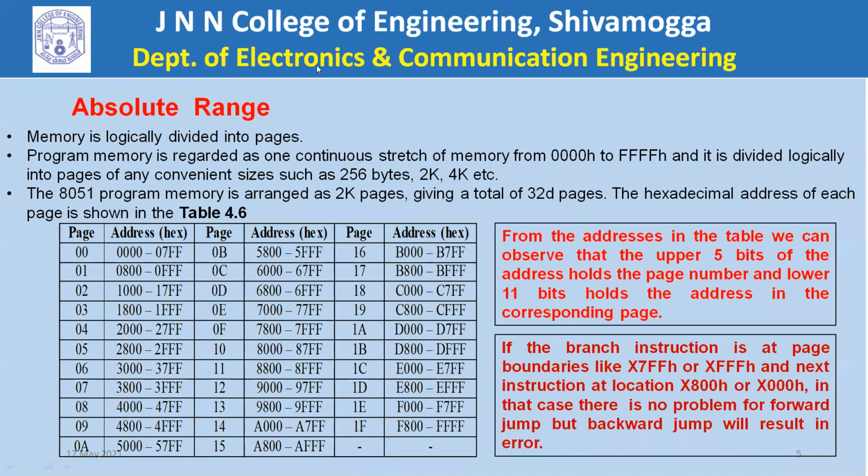Please quickly answer whether you have understood that absolute range. Program memory dividing it into pages, it's very important. Have you understood this? Absolute range. Program memory is divided into pages. Upper 5 bits are giving the page number.